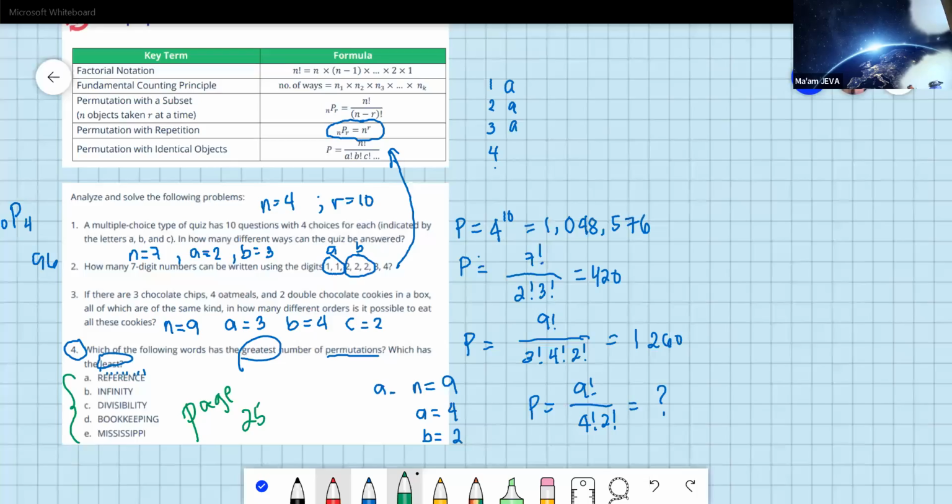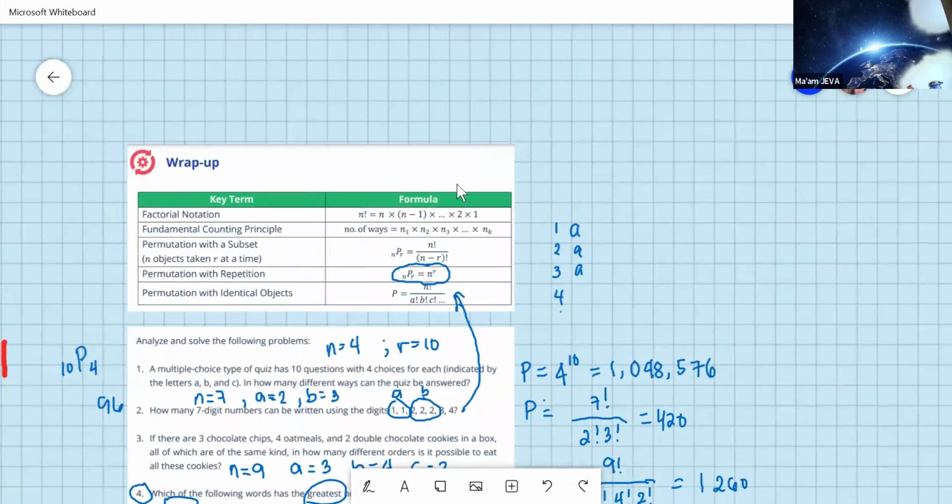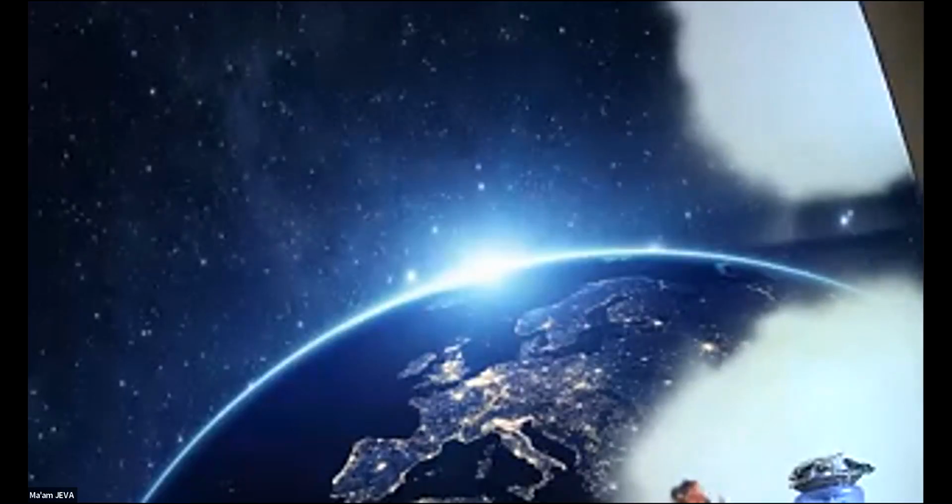Okay, let me share again, to remind you. This wrap up of formulas is for linear. The arrangement is only linear, which is different from the circular. Any questions so far on linear permutations?